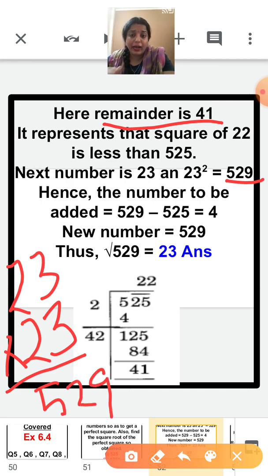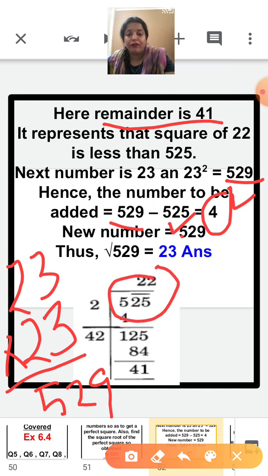So let's find out which number we want so that 525 can become a perfect square. 529 is a perfect square, and we have 525, so subtract both of them. 529 minus 525, you get 4. So if we add 4 to 525, it becomes 529. We can say that it becomes a perfect square, of 23.